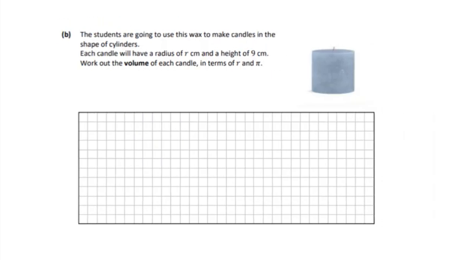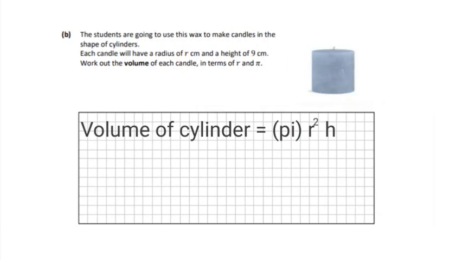Now we have a candle, and we're getting the volume of the candle just in an algebraic form in terms of r and pi. So use your formula. Volume of a cylinder is equal to pi r squared h. Sub in your values, so we just put in pi here. r squared is just going to be r squared, as the variable is r, and h is 9. So just tidying it up, we can say it's 9 pi r squared centimeters cubed.